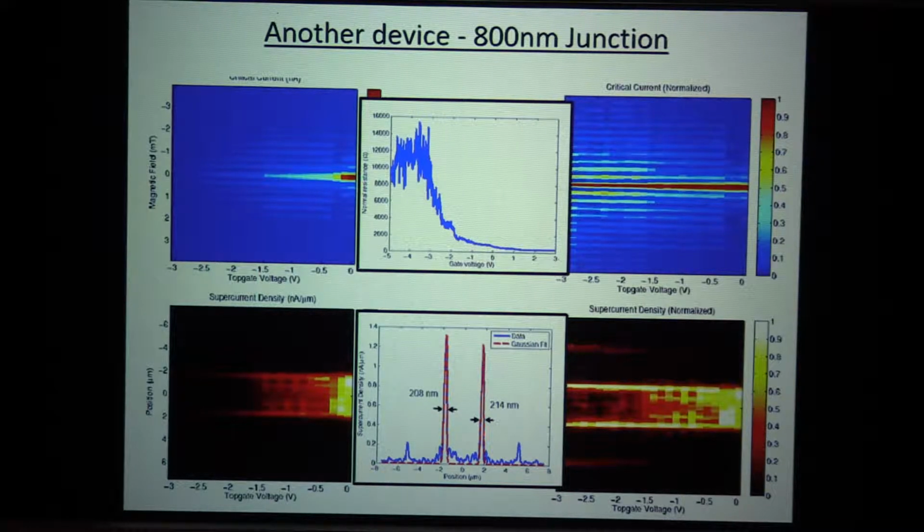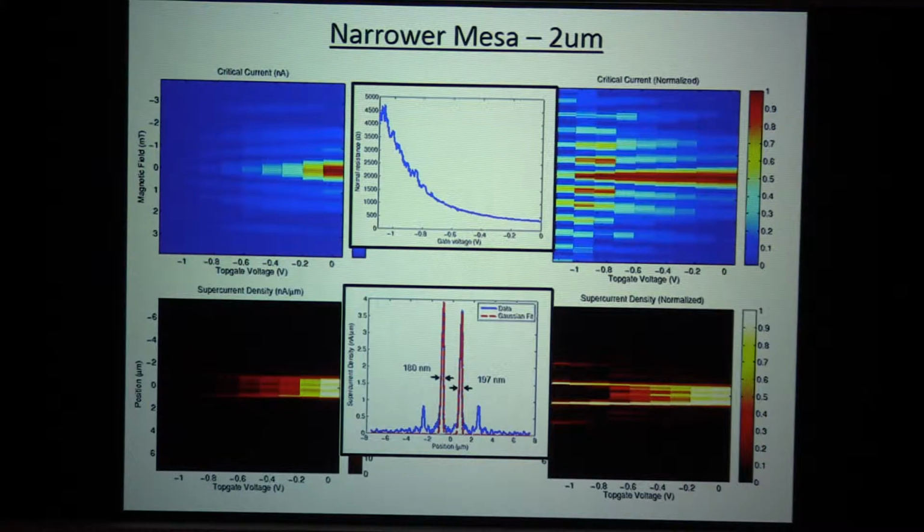In this particular device, the edge modes are very narrow, on the order of 200 nanometers. Here is yet a third device, smaller in the original width, so you see the separation between edge contacts is small, and again, sub 200 nanometer edge currents in this device.